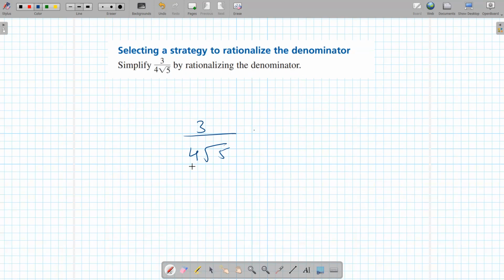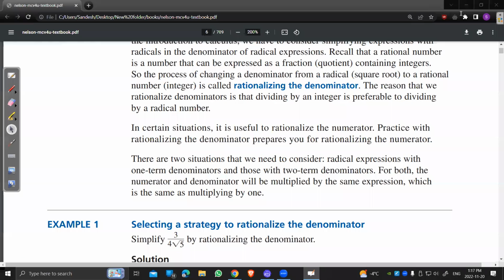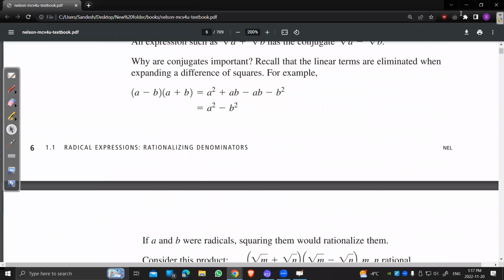What's the conjugate of root 5? Root 5. Yeah, we'll just multiply this by root 5. So on the top, you get 3 times root 5, which is 3 root 5. On the bottom, what do you get? 4 times 5. Yeah, which is 20, and you're done. Okay, easy as that. It's going to get progressively more difficult like it always does.